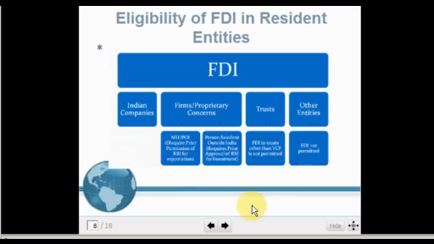Indian companies, of course, can receive foreign direct investment without any limitations. Firms and proprietary concerns: NRIs and PIOs require prior permission of RBI for repatriation. Persons resident outside India require prior approval of RBI for investment. In case of trusts, FDI in trusts other than VCF is not permitted, and in other entities FDI is not at all permitted.